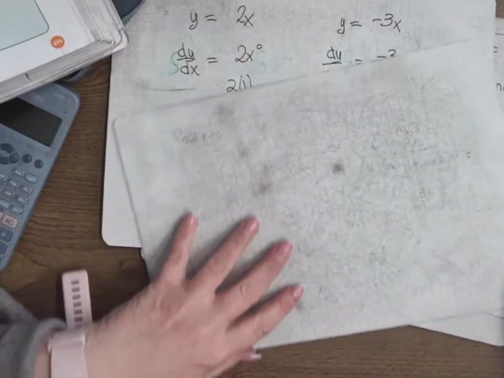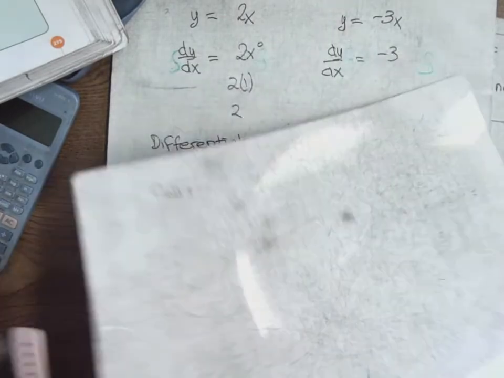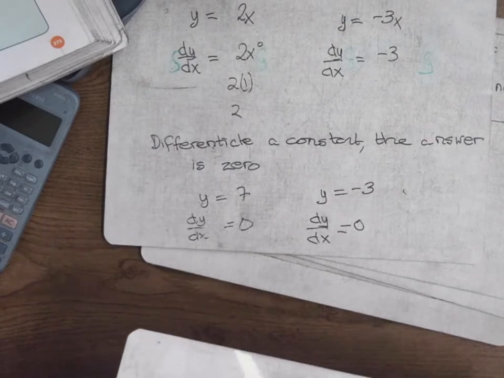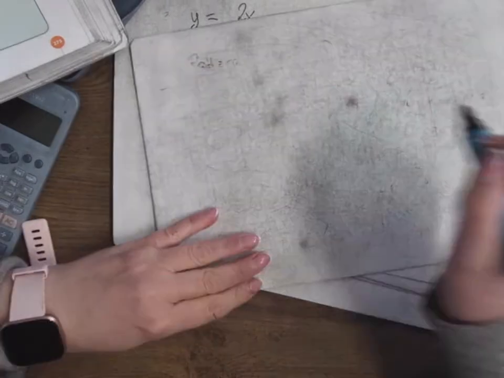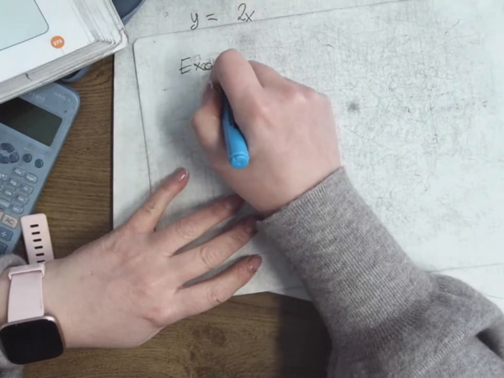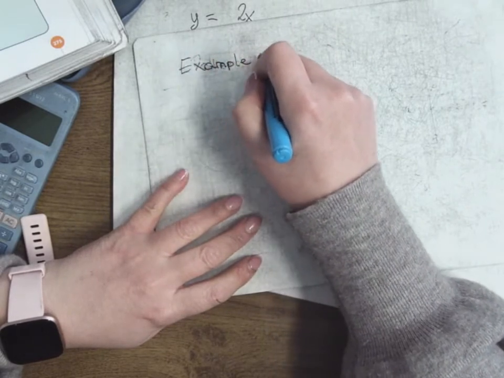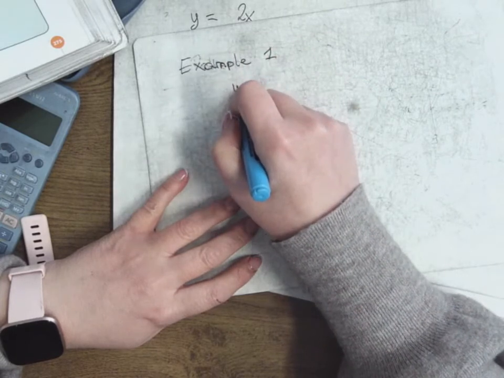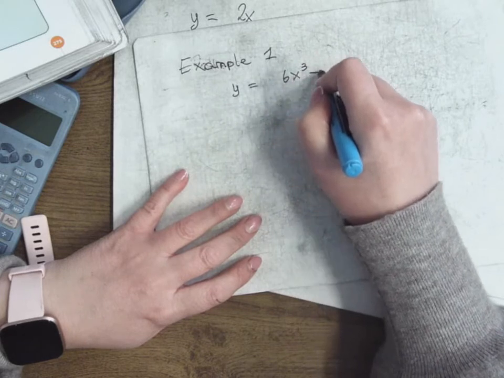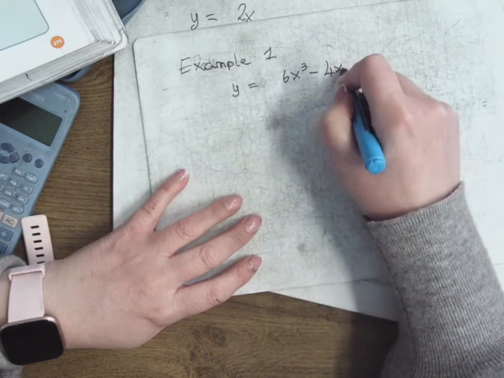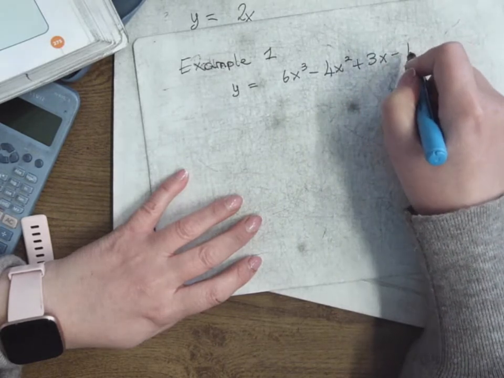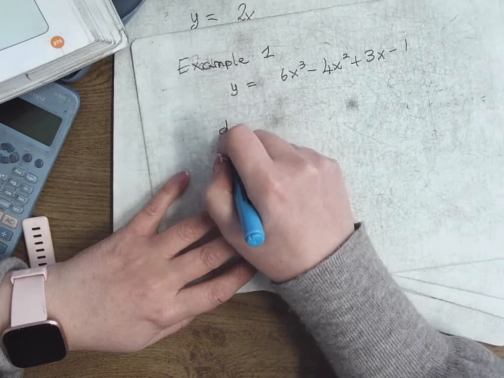Example 1. Is everyone up with me? Anyone need that there for another minute? No. Right, example 1. So I'm going to say y is equal to 6x cubed minus 4x squared plus 3x minus 1. And the question is find dy dx.